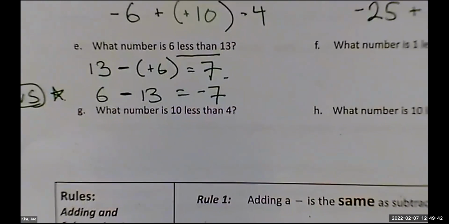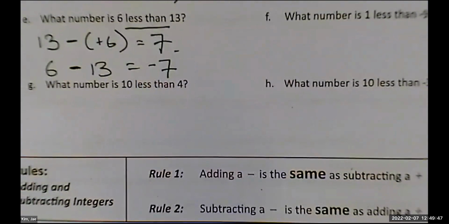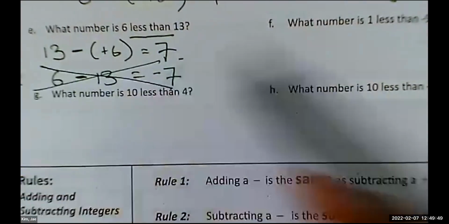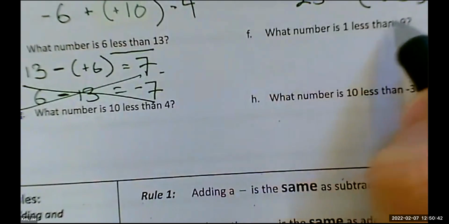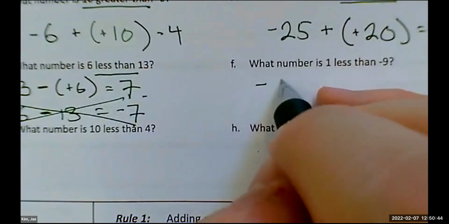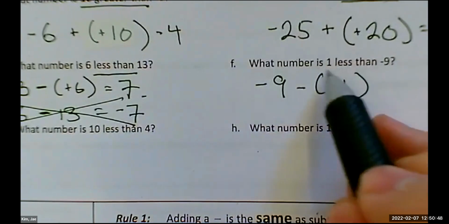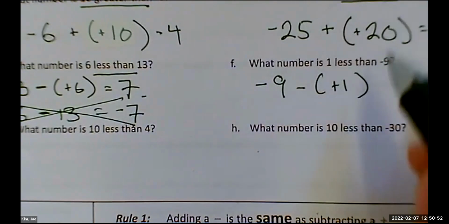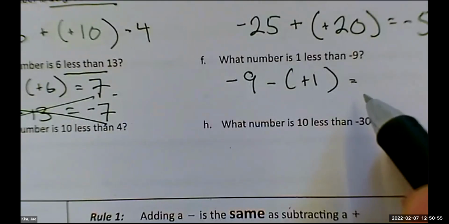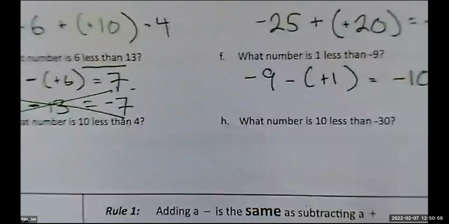So, F, G, and H. Please, I'll give you a minute. Please write the actual equation and solve it correctly. Okay, let's see. 1 is less than negative 9. So it's negative 9, and it's less by a positive 1, right? It didn't say what number is negative 1 less than. So we just interpret it based on what we read, and that is a negative 10.